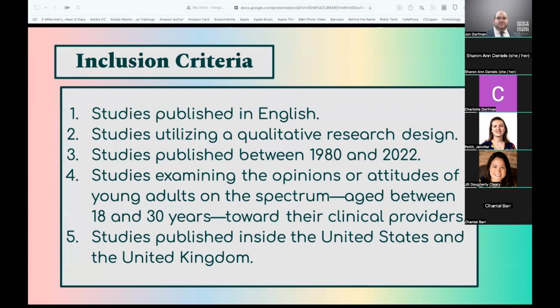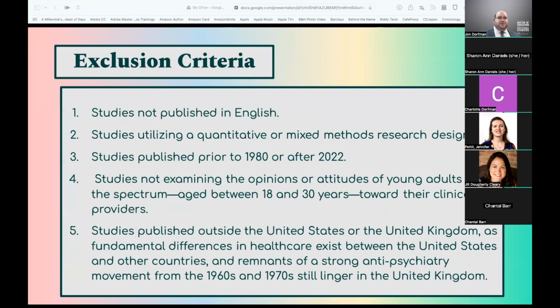So if they were not in English, utilized a quantitative or mixed methods research design, or were published prior to 1980 or after 2022, they were not included. If they did not examine the opinions or attitudes of young adults on the spectrum, age 18 to 30, they were excluded. And any study that was published outside the United States or the United Kingdom was also excluded.